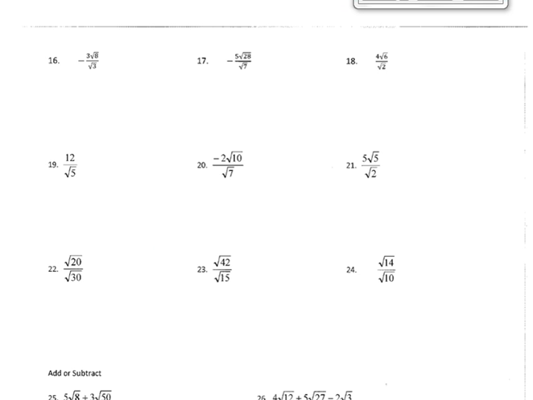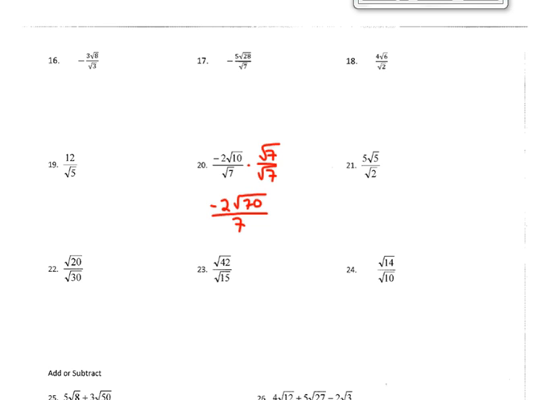Let's take a look at the back. So same idea, the negatives don't do a whole lot here, but let's take a look at number 20. Number 20, I want to multiply by the square root of 7 over the square root of 7. So on top, I get negative 2, and then the square root of 10 times the square root of 7 is the square root of 70. And then on the bottom, the square root of 7 times the square root of 7, hopefully you can make this jump already, is going to give me a 7.